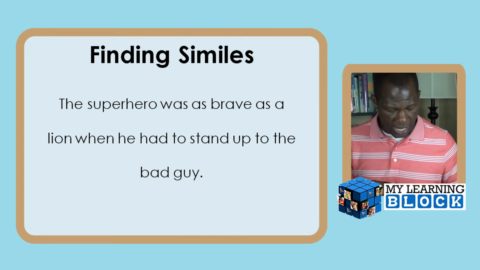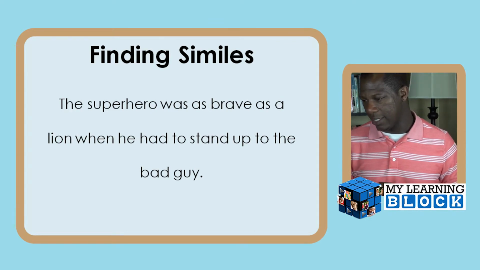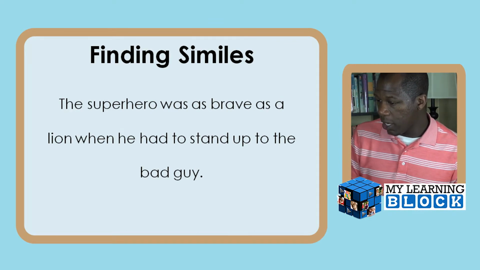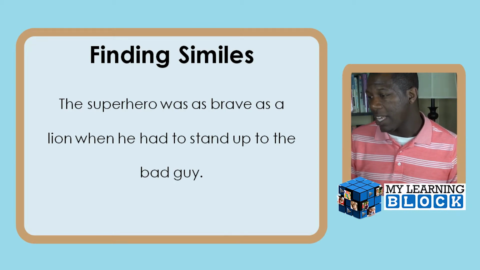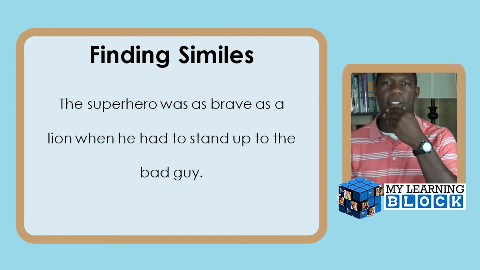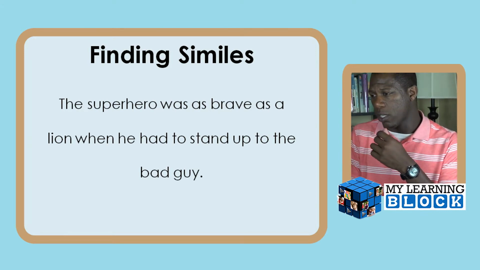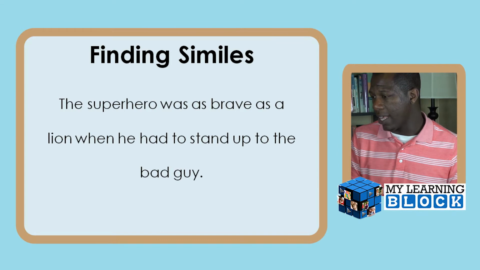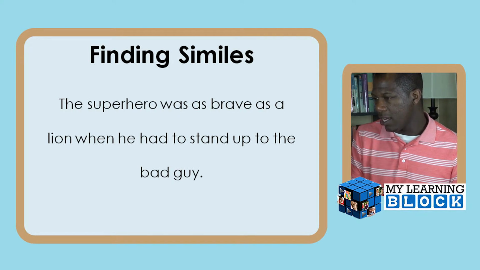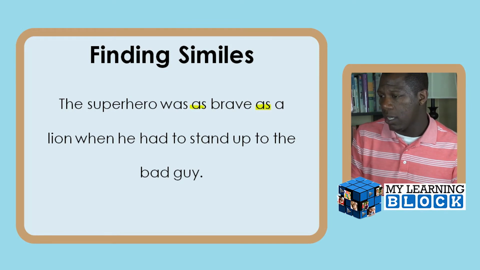And then they can find a simile, such as: the superhero was as brave as a lion when he had to stand up to the bad guy. So let's think about this. I want to first look for the code word, so I'm looking for like or as, and I see one: as. As brave as a lion, when he had to stand up to the bad guy. All right, so those are the like or as. I'm going to switch colors for you, to a little green, I think.